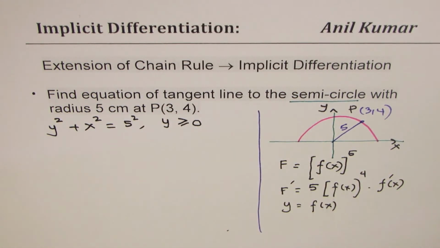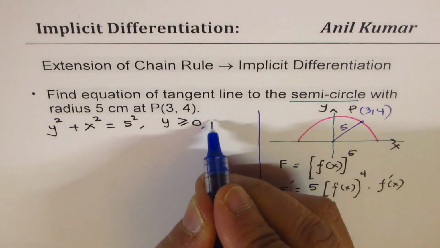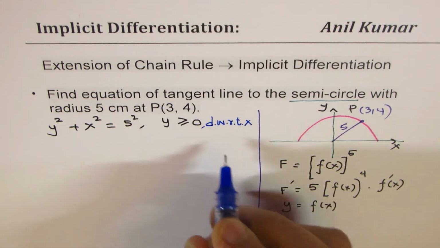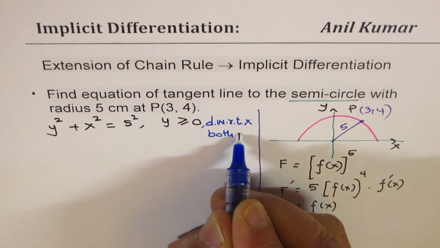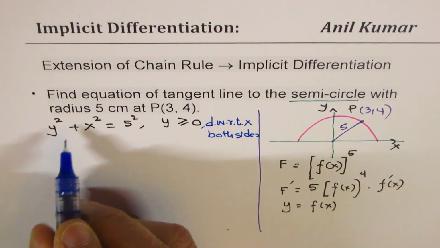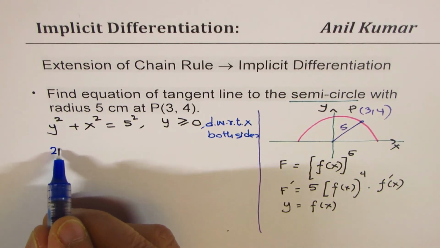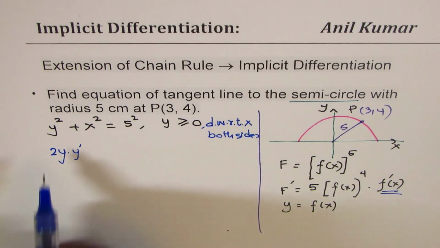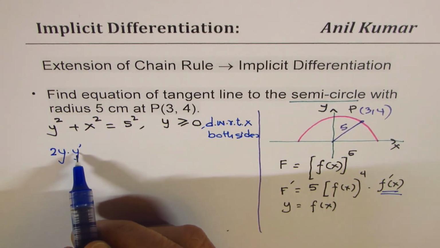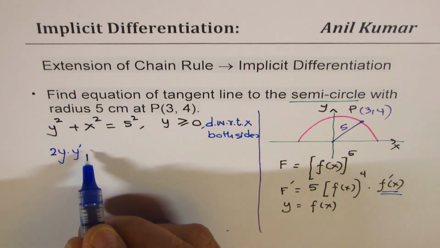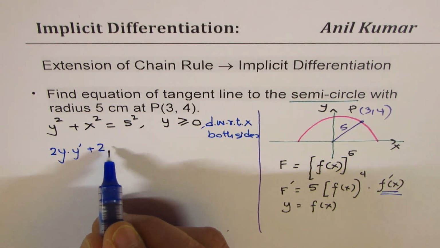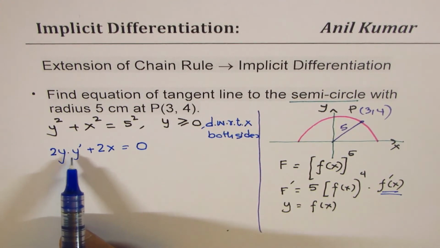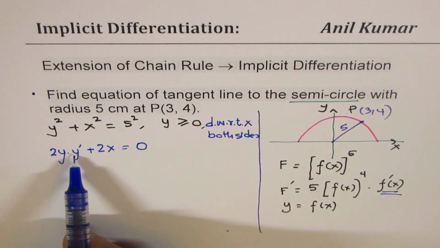So now we will differentiate. We say d, differentiate with respect to x on both sides. So what do you get? 2 times y times y dash. Do you see that? This y dash is the derivative of this, applying the chain rule. And for x squared, differentiating with respect to x, we get 2x, and the constant 25 gives us 0. And now we can isolate y dash.